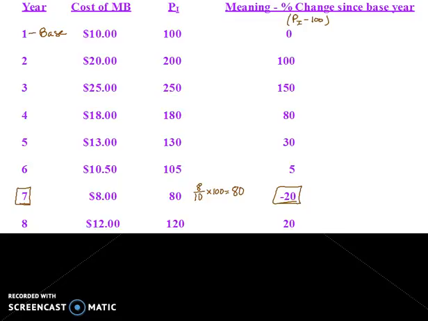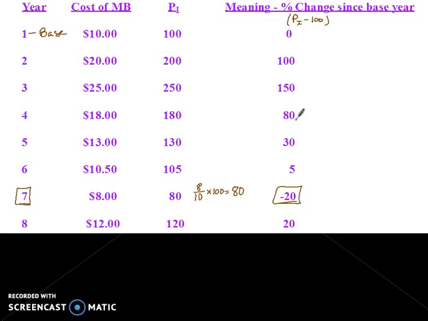So on one previous podcast, we talked about how to calculate the cost of a market basket, and then we took the cost of that market basket and compared it to the base year, and then we were able from that to calculate the price index. And then we said, what is the meaning of a price index? The meaning of a price index is you take the price index, subtract away 100, and that will tell you the percent change in prices since the base year.